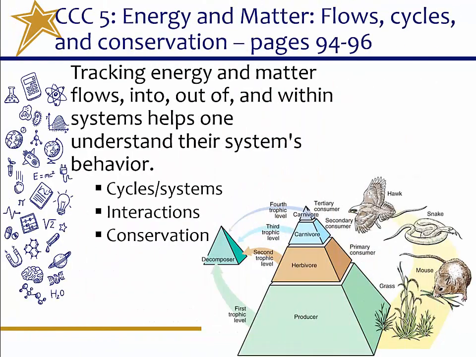The fifth cross-cutting concept is energy and matter, flows, cycles, and conservation. Tracking energy and matter flows into, out of, and within systems helps one understand their system's behavior. Things to try to look for here are cycles, systems, interactions, and conservation of energy or matter.